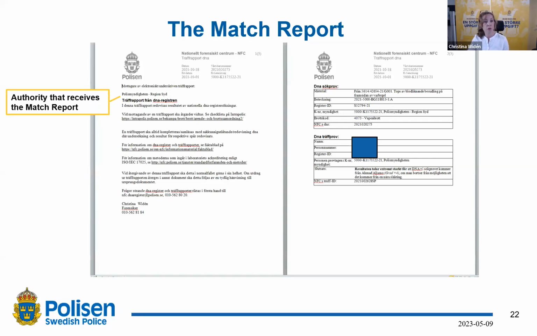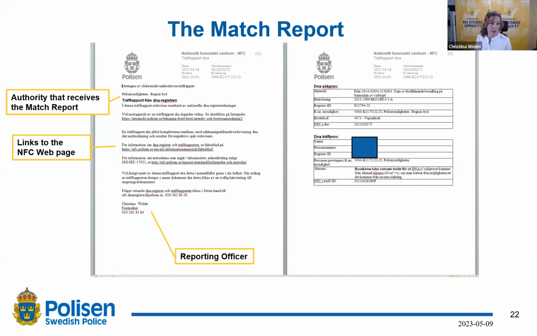We send the match report to one designated functional email address in each region. So this one is sent to Police Region South of Sweden. And we also have links to web pages where the police can find more information about the DNA database and the match, how we report matches, and fact sheets and anything they need to know. We also have information here that we are accredited, so they know that.